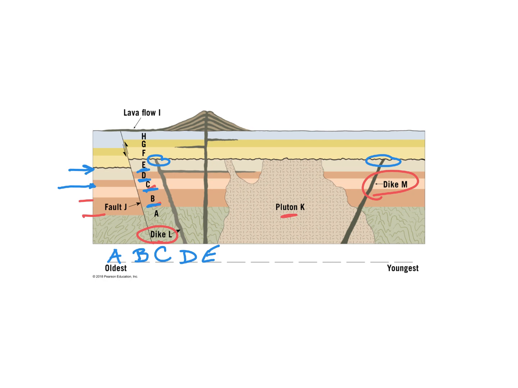So what we know now is that after E, something happened. We see the unconformity, which means erosion happened, and we see these dikes. So again, let's do a little erasing so that we can take a closer look at just the dikes.